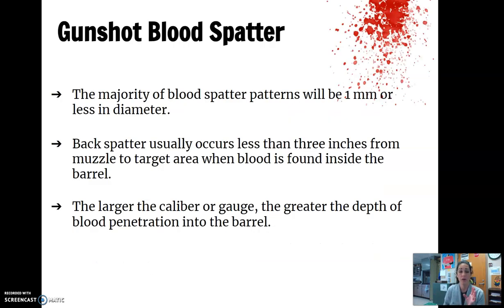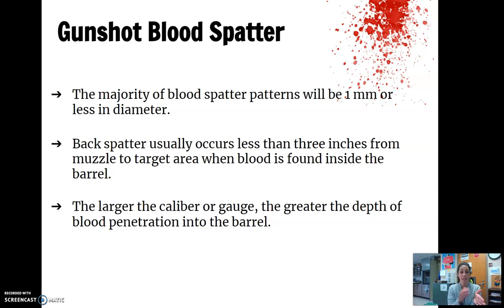Gunshot spatter, like I said, would be the smallest typically. That's going to be about 1 millimeter, which is again really small, or less. There is typically back spatter, meaning as the object hits the person, the blood's going to spatter back, because with every action there's an equal and opposite reaction, if you remember that from 9th grade physical science. So the blood spatter is going to go back. If the gun is close enough, usually 3 inches or less, there's going to be blood found inside the barrel of the gun.